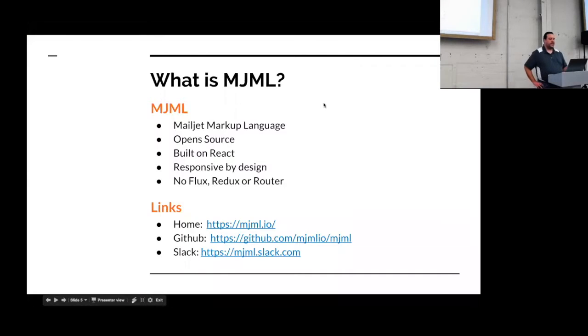So what is MJML? It stands for Mailjet Markup Language. And when you write these files, you write them .mjml. It's an open source project. All of their code is on GitHub, so you can take a look at it. It's built on React, and it's responsive by design. One of the other features too is it's just React components. There's no Flux, there's no Redux, there's no router. So if you're kind of new to the language, this could be something really good to take a look at and see how the components are put together and see really how much you can do with just the React library.